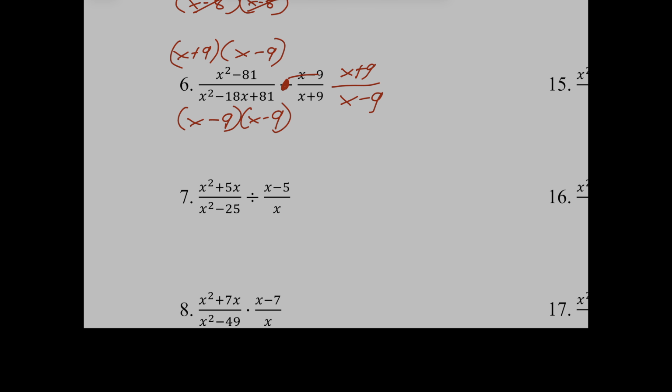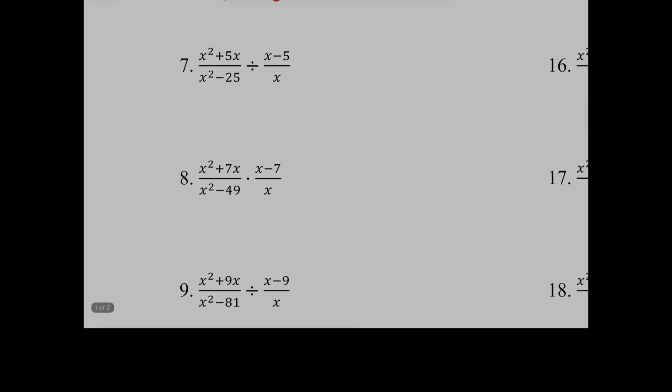Okay, so now what am I left with after I restate all those? x minus 9, x minus 9, x plus 9 has no friends. There's nothing else I can do. There's nothing from the top and bottom that I can cancel, so I'm going to multiply across. I have 2 x plus 9s, so I'm going to write them like that. And I have 2 x minus 9s, so I'm going to write them like that. And that's it. I'm done.